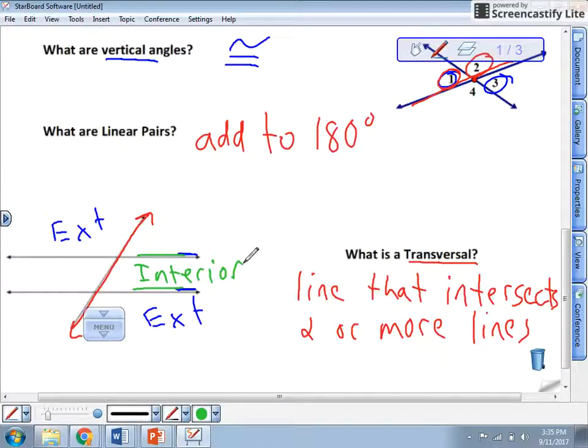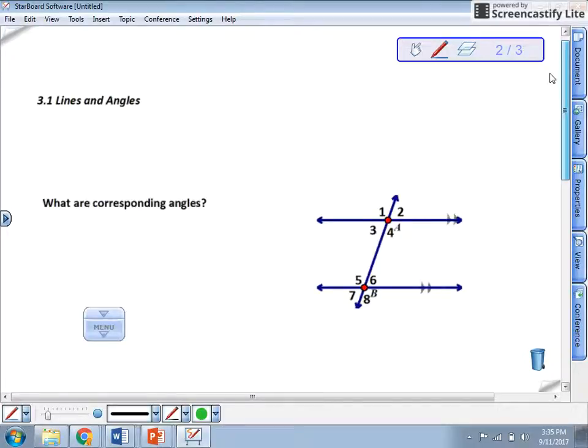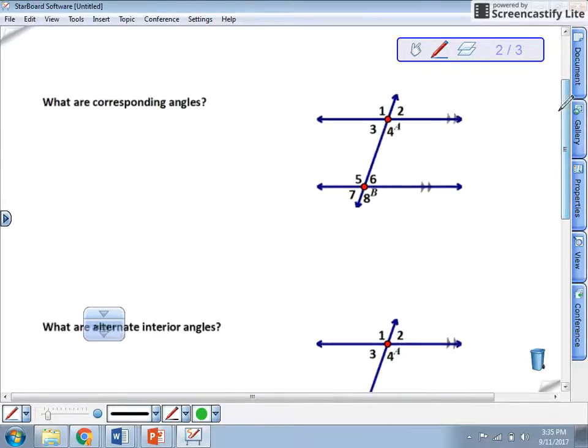Okay, now we know the vocab, we're going to learn about the angle relationships formed by transversals. So here we go. Now all these names, the nice part is they kind of tell you what they are. So first, we're going to look at corresponding angles. What you need to remember for corresponding is the word same spot. They're angles that are in the same spot. This is probably actually the hardest of the angle relationships, so we're doing it first.